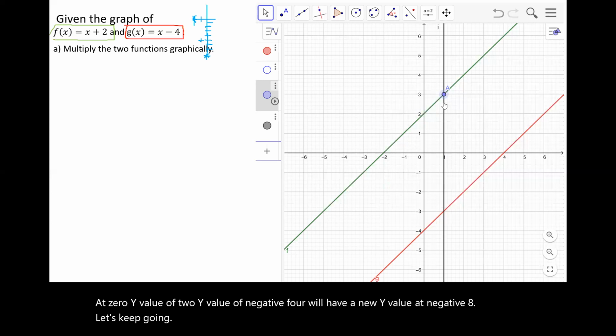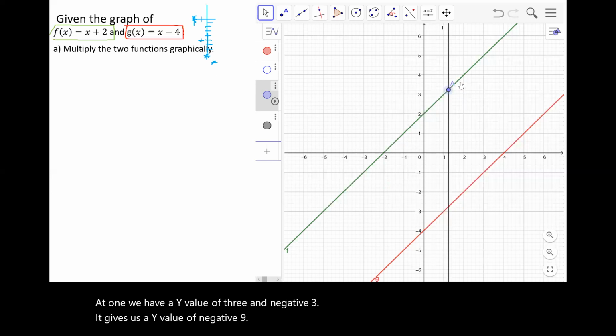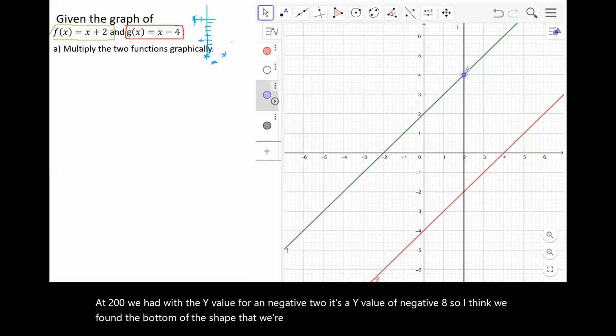At 1, we have a y value of 3 and -3. That gives us a y value of -9. At 2, we have a y value of 4 and -2. That's a y value of -8. So I think we found the bottom of the shape that we're going to end up with. We're just going to keep going up from here.